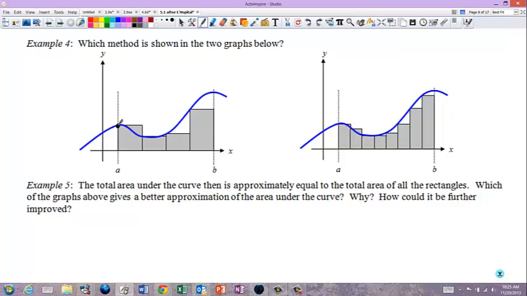Well, this one, if you look at where the endpoints are for the rectangles here, would you say that it's using the left point on the curve or the right point of the rectangle? Well, it's on the left.